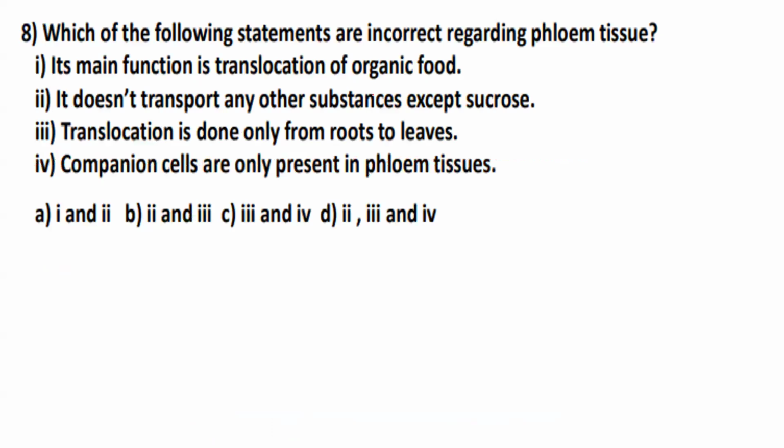Question 8. Which of the following statements are incorrect regarding phloem tissue? Phloem, its main function is translocation of organic food. What type of organic food is translocated in the phloem? Normally we call it sucrose. Already you all studied in grade 10 first lesson: monosaccharide, disaccharide, polysaccharide. Sucrose is the type. Then that is correct. They're asking for the incorrect statement.